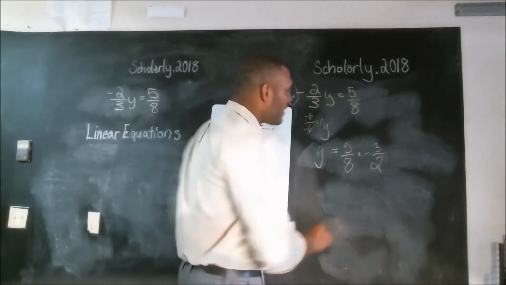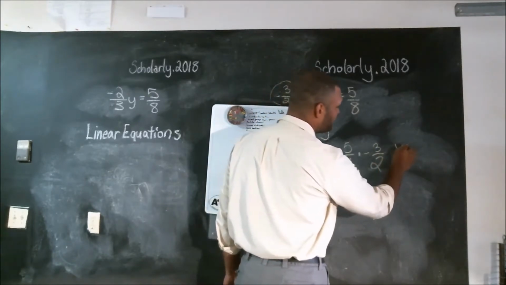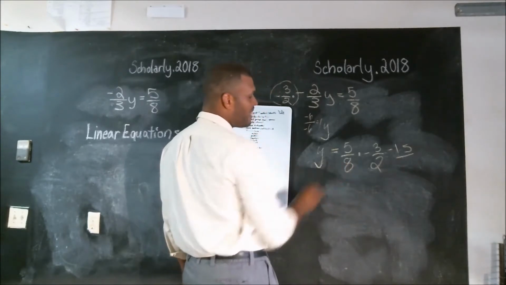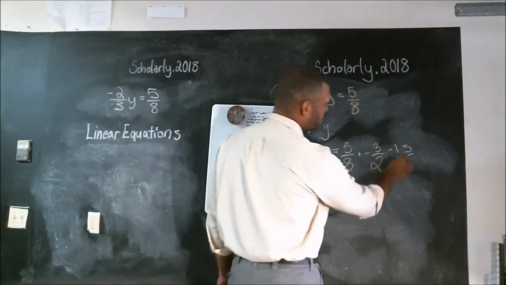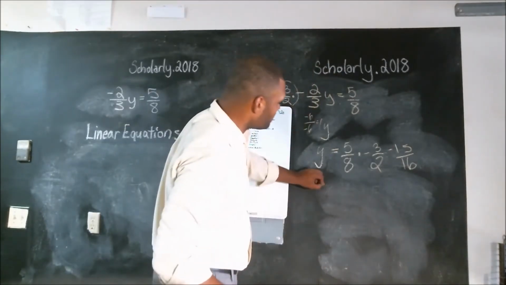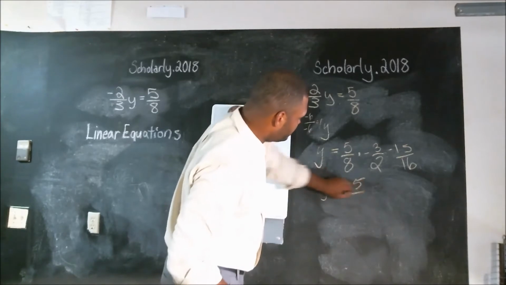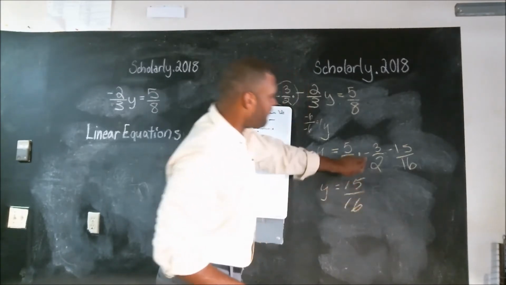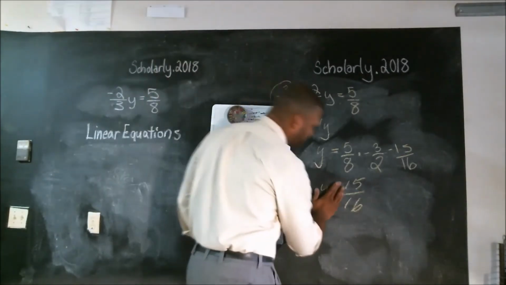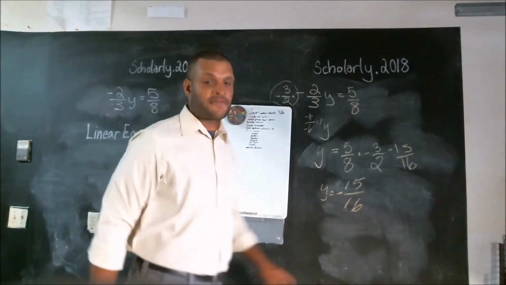Now if we multiply 5 times negative 3, we're going to get negative 15. If we multiply 8 times 2, we're going to get 16. There's our answer. Y equals 15/16. And you don't want to forget your negative sign. So we'll keep that right there. Y equals negative 15/16.